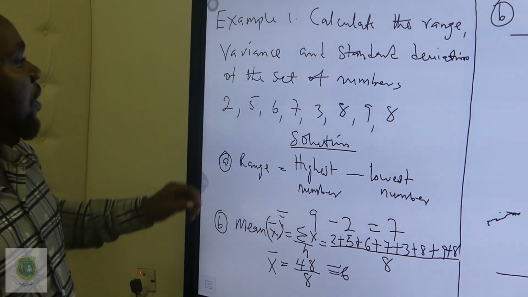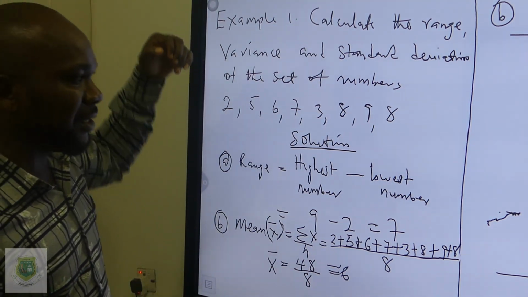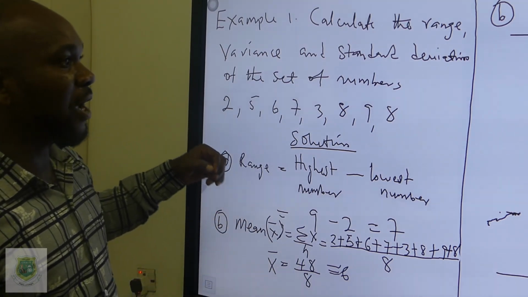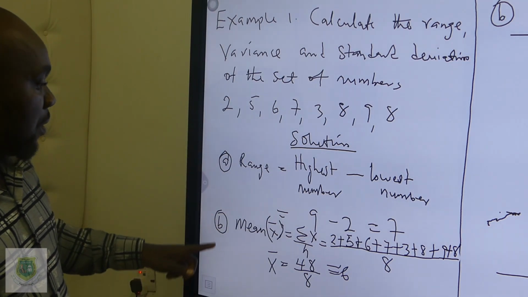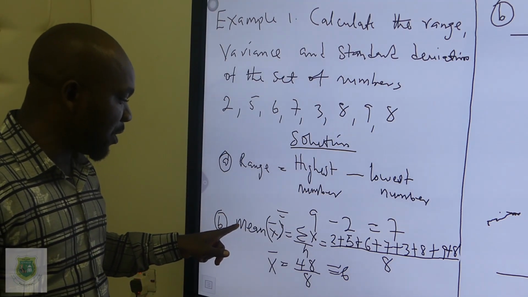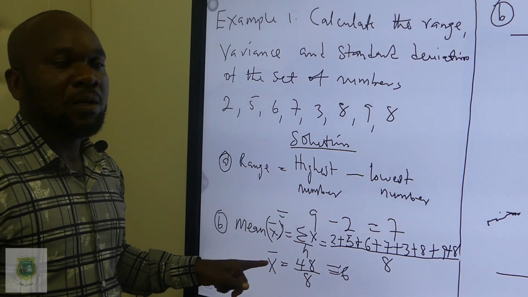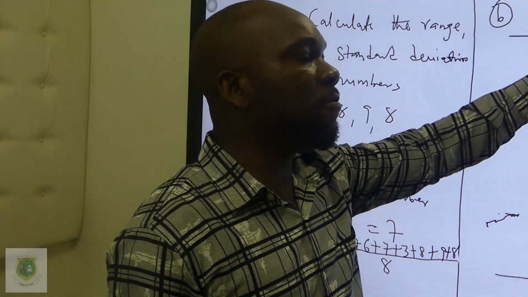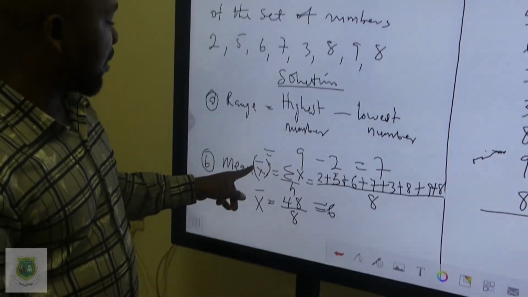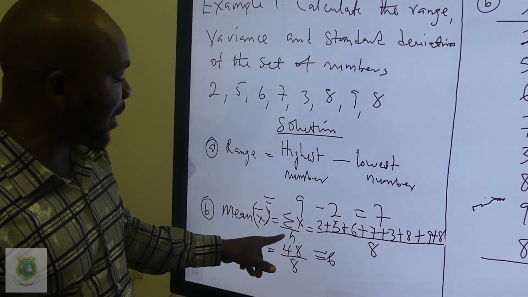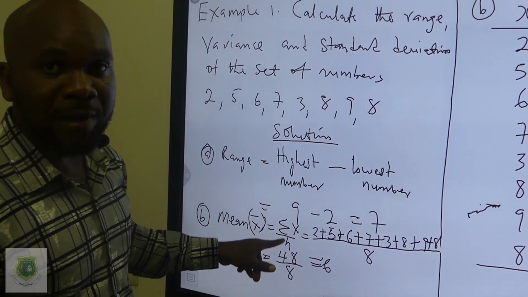Then, for us to get our standard deviation, our variance, we must determine the what? The mean of this. Because this deviation means deviation from the mean. So look at this place. Mean is equal to summation of x over n.